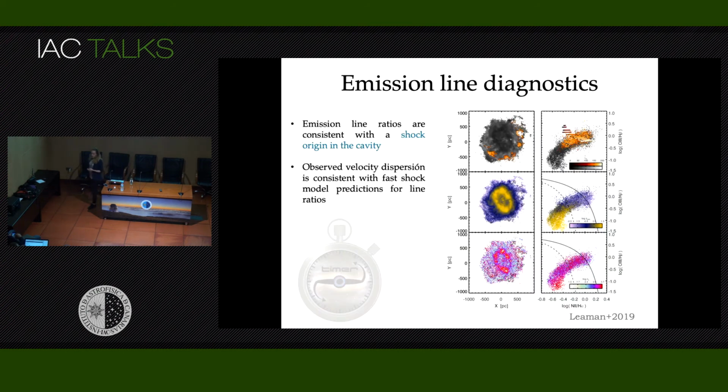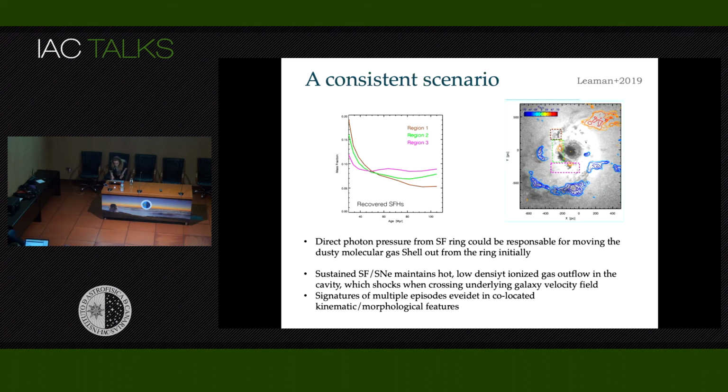We can do emission line diagnostics to see what is ionizing this gas. And in the ring, obviously, this is star formation. But in the external parts of the cavity, the emission line ratios are compatible with being ionized by shock. So everything goes in the right direction.